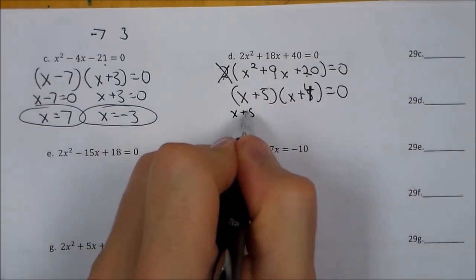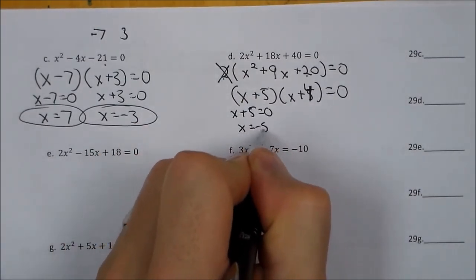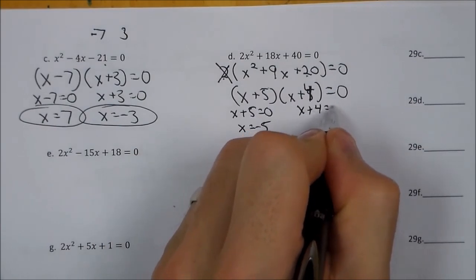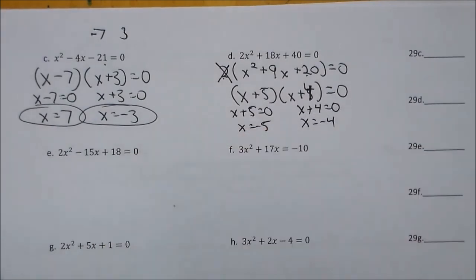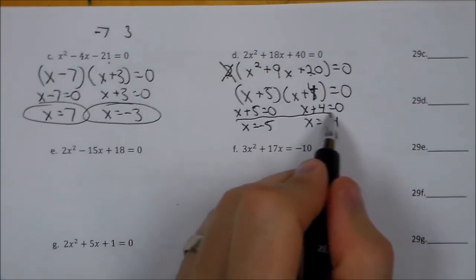So then we're going to say x plus 5 equals 0, so x equals negative 5. x plus 4 equals 0, x equals negative 4. Our two solutions are negative 5 and negative 4.